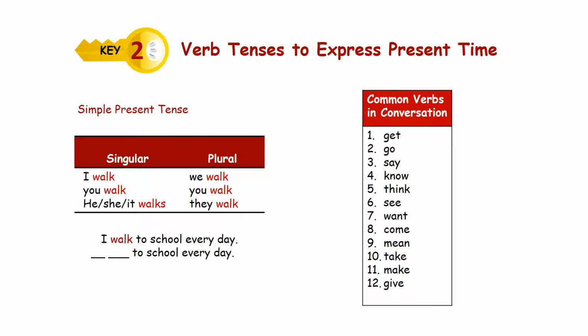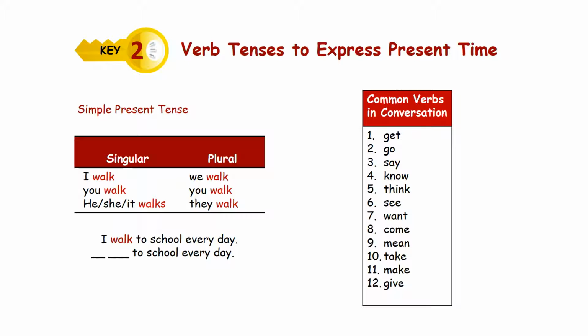On slide 5, we look at simple present tense. We use simple present tense for repeated actions. For example, I walk to school every day, or they walk to school every day. Those are the repeated actions. The simple present tense takes the form of a verb or a verb with an S on it.